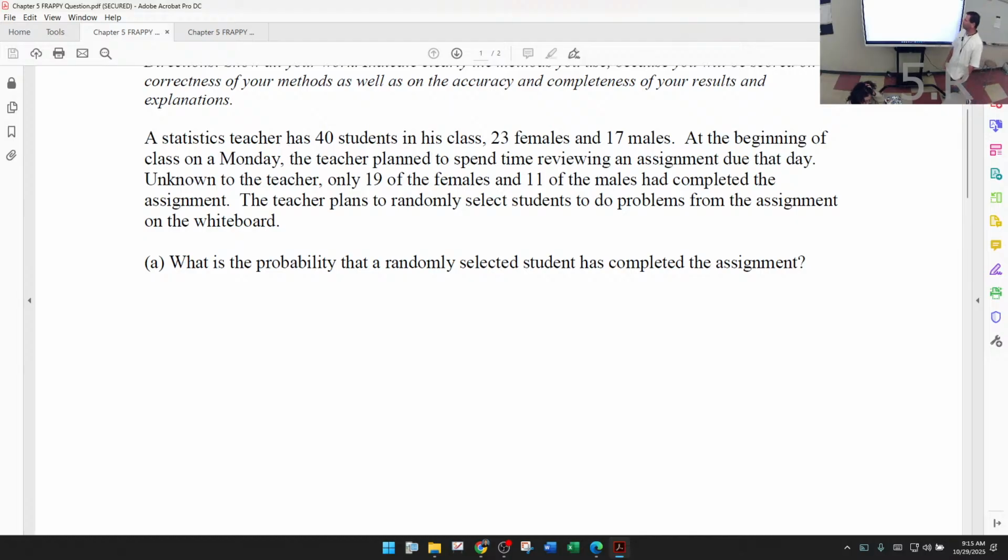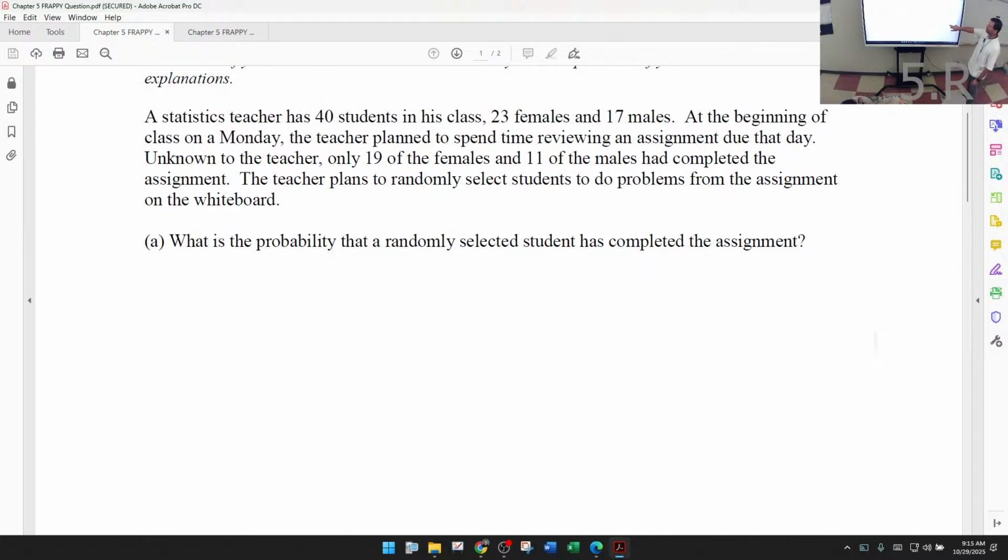At the beginning of class Monday, the teacher planned to spend some time reviewing an assignment during that day. Unknown to the teacher, 19 females and 11 males completed the assignment. The teacher plans to randomly select a student to do the problem for the assignment. What is the probability that a randomly selected student has completed the assignment?